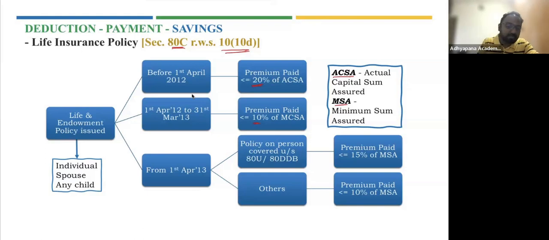Now, what they say is, for this calculation, what should be considered is the minimum sum assured. The minimum sum assured doesn't talk about anything else. So the premium paid should not be more than 10% of the minimum sum assured. In the first year, it is 1 lakh. In the 5th year, it is 2 lakhs. You should only take 10% of 1 lakh, not 10% of 2 lakhs. So that's the difference that we're talking about.